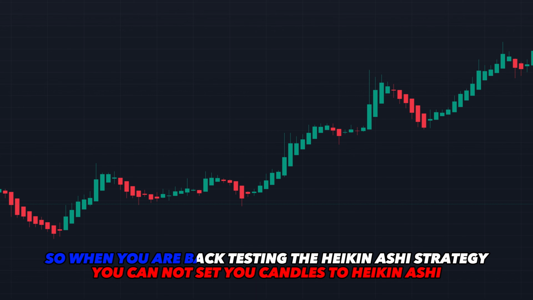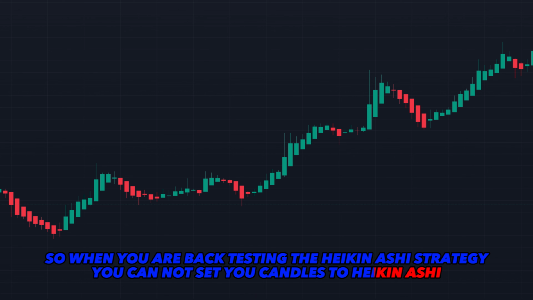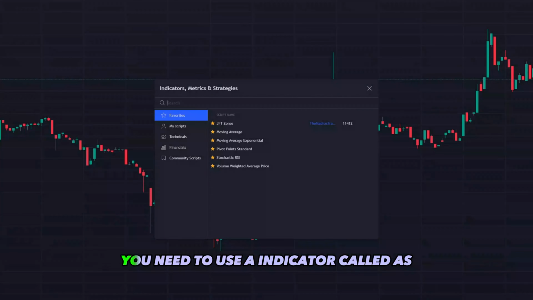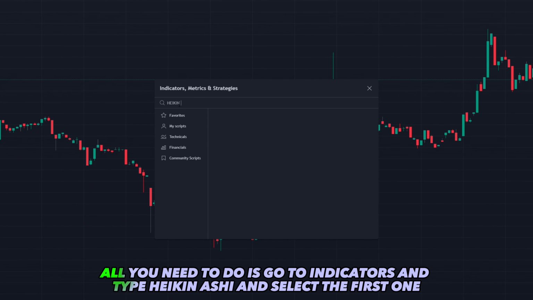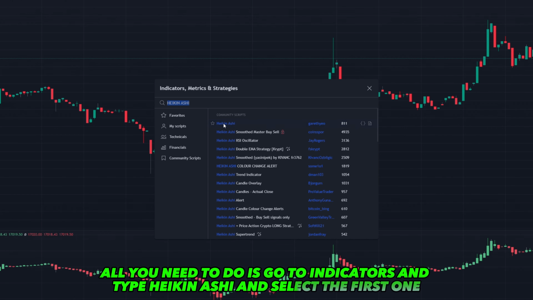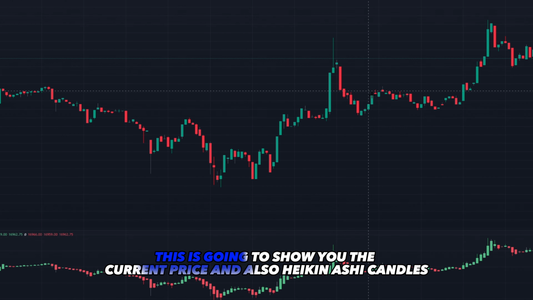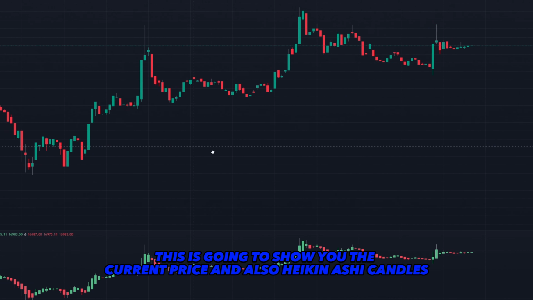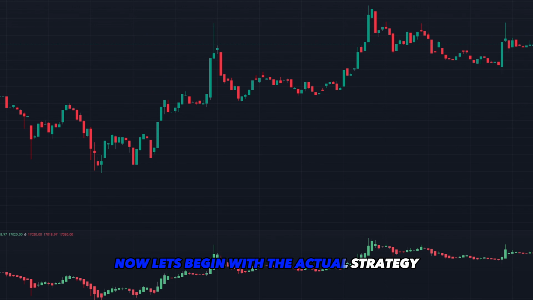So when you are back testing the Heikin Ashi strategy, you cannot set your candles to Heikin Ashi because it's not the real price. Instead, you need to use an indicator called Heikin Ashi. All you need to do is go to indicators, type Heikin Ashi and select the first one. This is going to show you the current price and also Heikin Ashi candles. Now let's begin with the actual strategy.